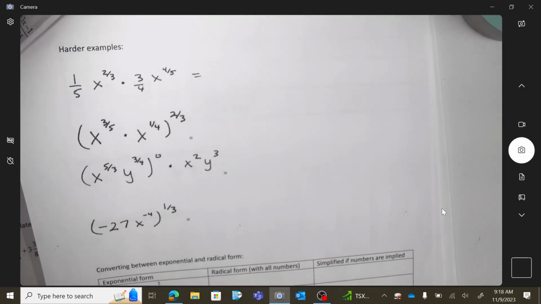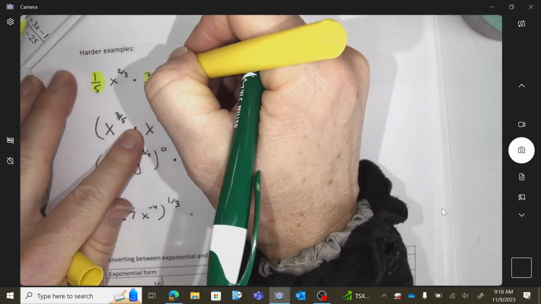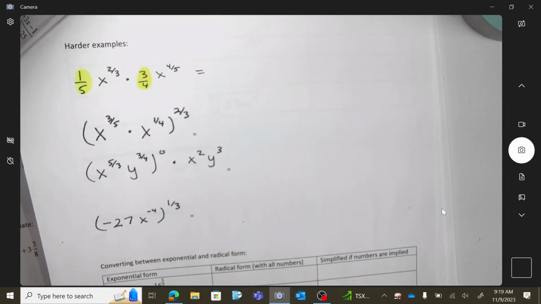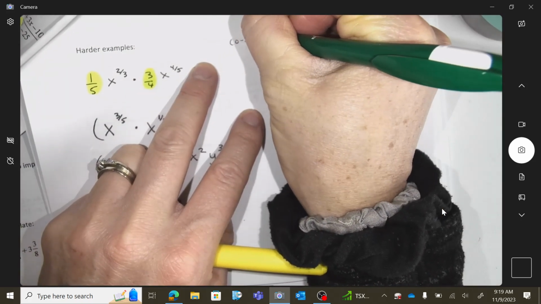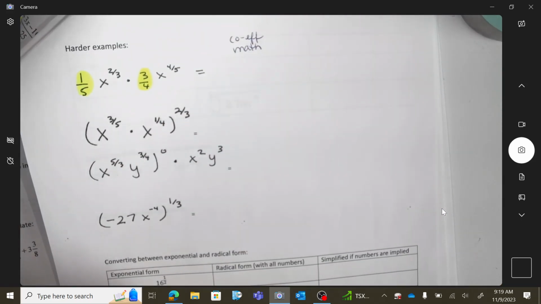Okay, this is just a recap of yesterday's stuff. We did rules like we know. It's just that in our rules, the math involved fractions. Okay, so these are the coefficients. So with coefficients, you just do the math.